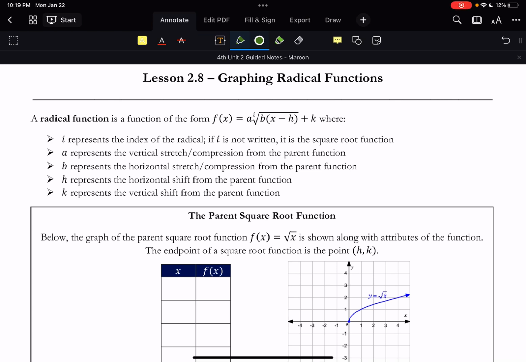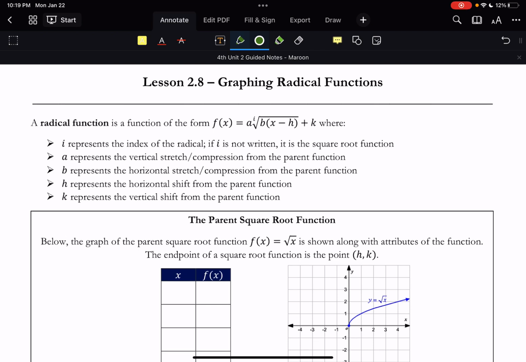Alright, so for this video, we're going to talk about graphing radical functions, so graphing the square root and the cube root functions. So a radical function is of the form f of x equals a times the i-th root of b times x minus h, plus k, and all the descriptions of all the different variables are there. i is the index of the radical.